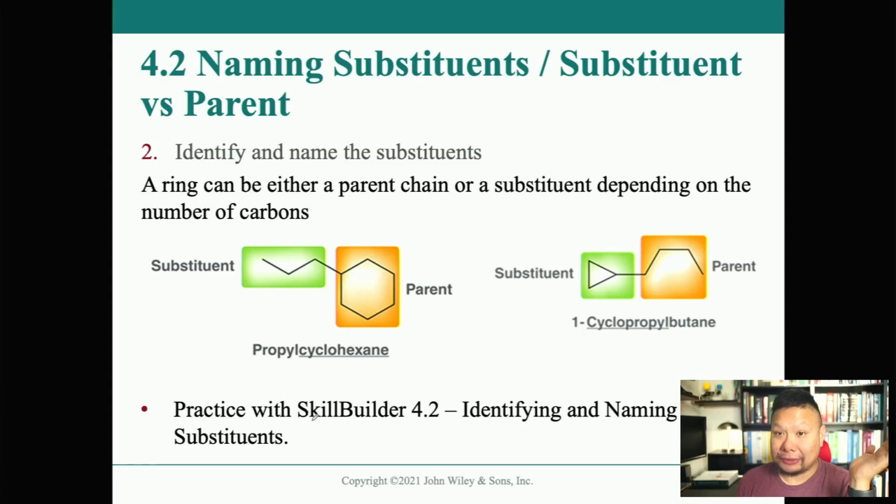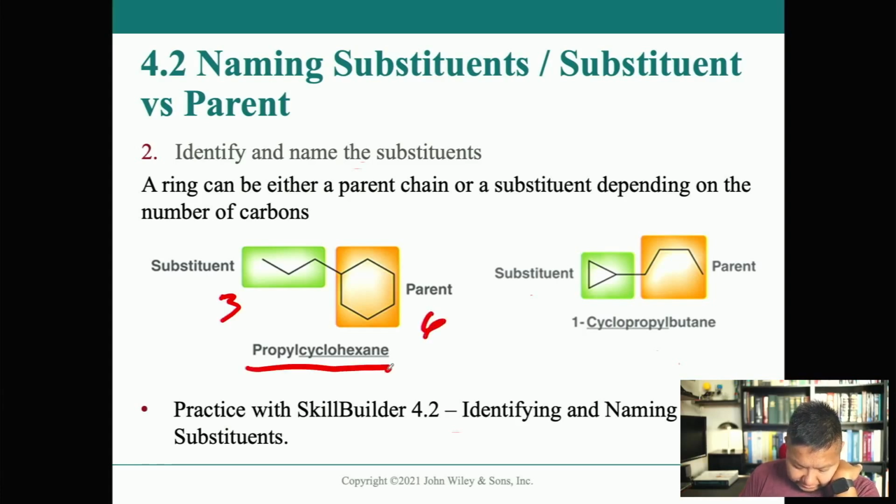I'm trying really hard, guys. All right, so a ring can either be a parent chain or a substituent depending on the number of carbons. Here, the substituent has 3 carbons, but the parent has 6 carbons. So this is quite obviously propylcyclohexane because the parent has more carbons in it.